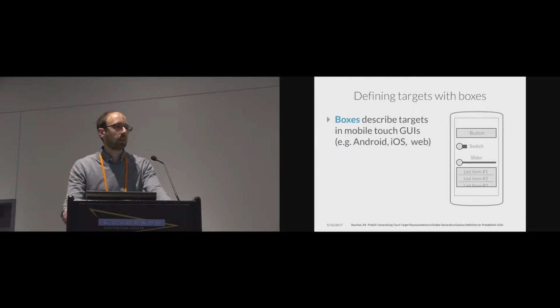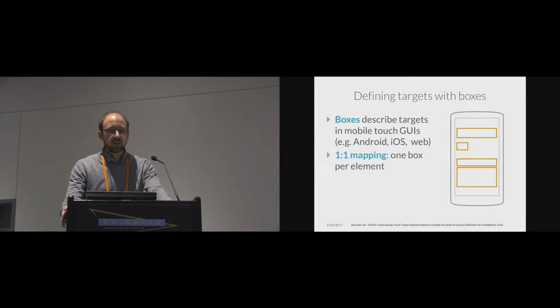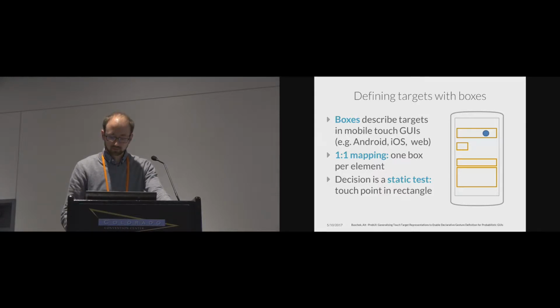And let's start with a look at the current way of representing targets in mobile touch interfaces. And that is your typical bounding box. So usually we use boxes to describe the target areas in mobile touch interfaces. And that is the case in Android and iOS and on the web. And there's a one-to-one mapping. Typically, there's one box for each element, so your typical button is just a rectangular area. And the decision, so if there is a touch event, then the decision is a static test, so deciding which button the user has pressed is based on checking if a touch point falls within a certain rectangle.